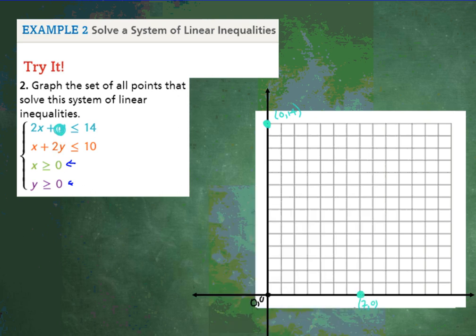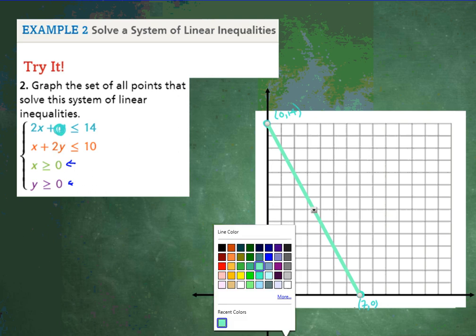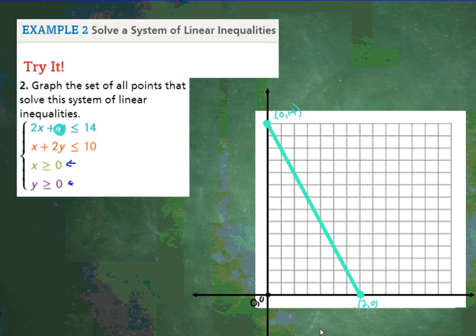Okay, so let me get that up. So now I have this line. That was close to the right color. It's not exactly the right color. It might have been this one. There we go. Okay, so that's my first line.